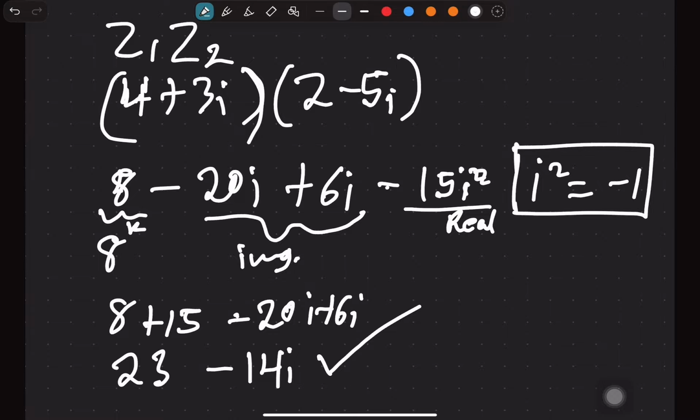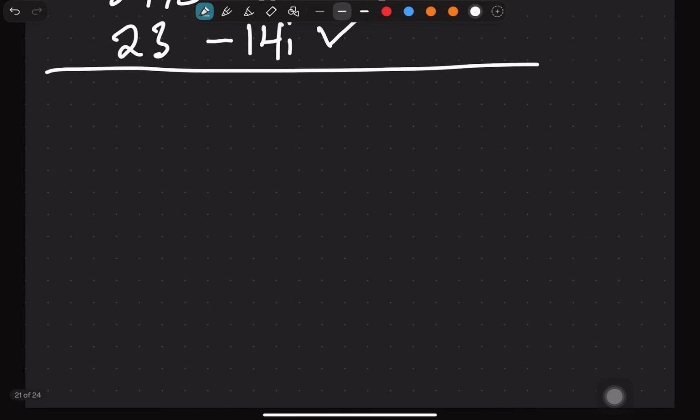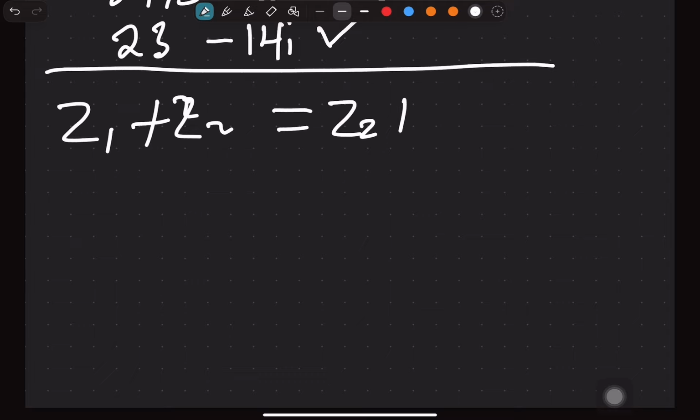So the first one we'll talk about over here is the commutative law. We've talked about commutative laws so many times since the beginning of this series. So commutative law simply means when you're adding two complex numbers, z1 and z2, z1 plus z2 is the same as z2 plus z1. So this is for commutative. Let's look at associative.